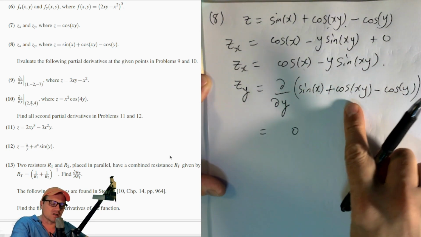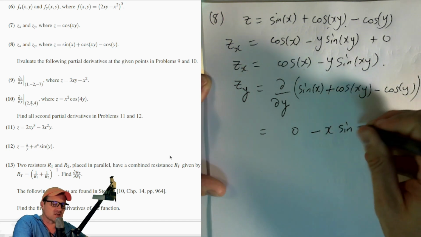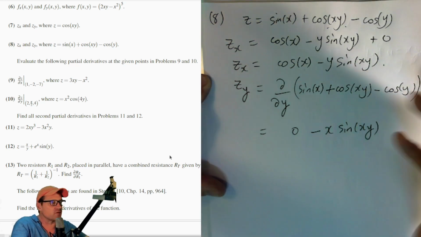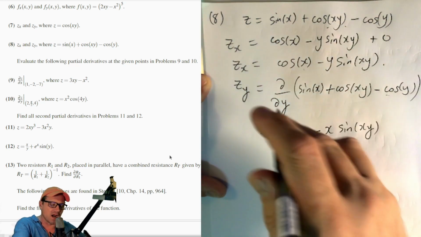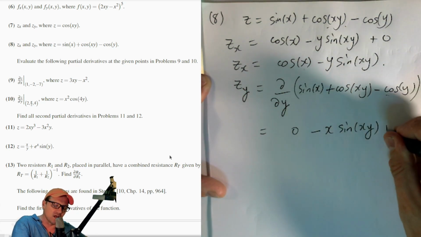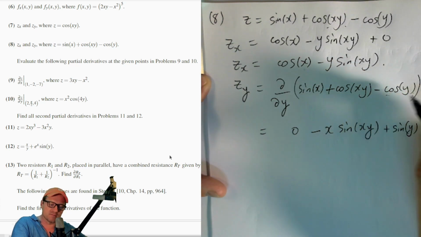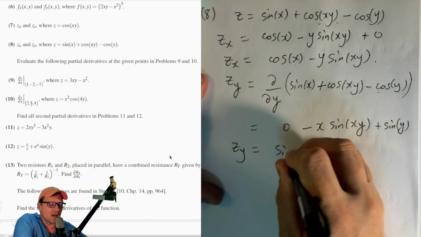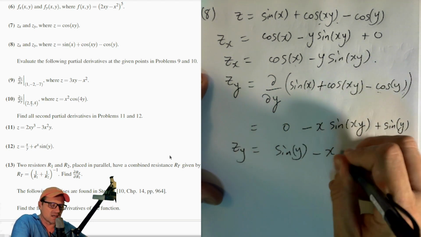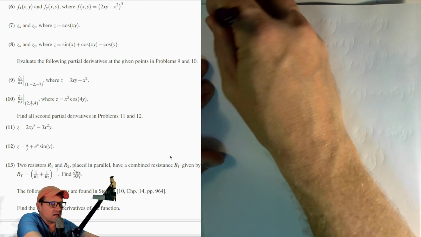The derivative of cos of xy with respect to y is minus x sine of xy, again from our previous question. And then the derivative of minus cos of y with respect to y is plus sine of y, because the derivative of cos of y with respect to y is minus sine of y, and two minuses give us a plus. Okay, so z subscript y is sine of y minus x sine of x times y. All right, now question 9.